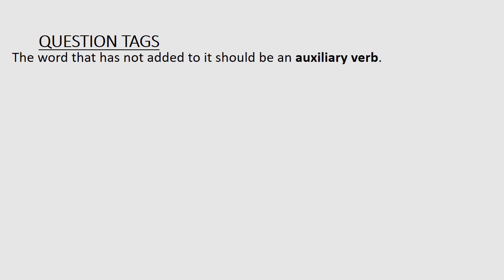So one final guideline is that the word that has the word not added to it should be an auxiliary verb. So when you're changing from positive to negative, how do you choose the word you're supposed to put the word not on? It has to be the auxiliary verb. What is an auxiliary verb? Without defining it, we're going to learn by looking at examples.